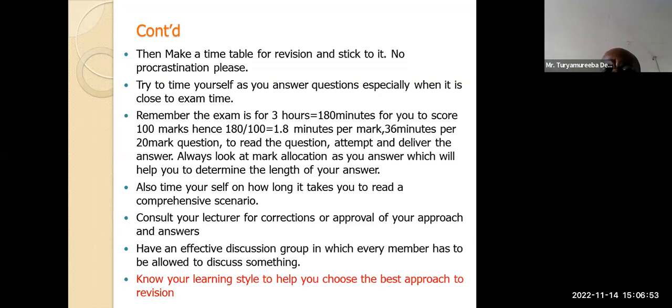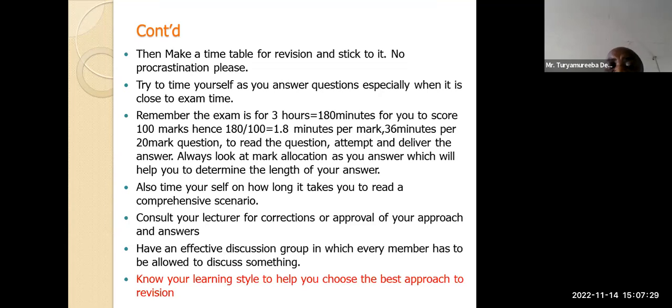Then make a timetable for revision and stick to it. No procrastination, please. Very many students will start the course, but after a short time, they start putting in some other programs. I'm going to become a maid. I'm going to become a best man. When you have started this course, you have to learn to apply what we call opportunity cost in economics. What does that one mean? That there are things that you will put at bay until you complete the course. That's why it is important even to pay early.